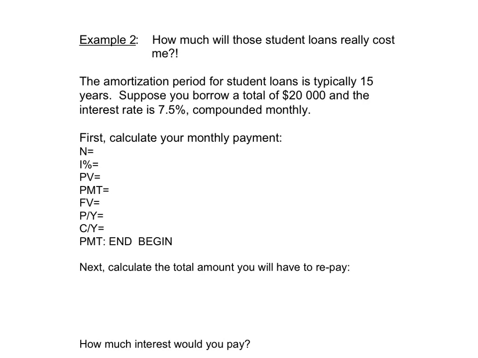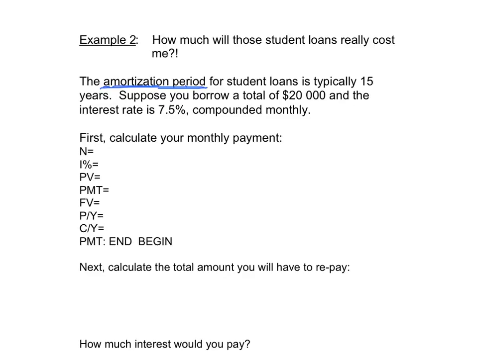Now by that, just to jog your memory from last year, amortization period means the length of time it's going to take you to pay back a loan. So by that we mean that typically the government sets that as 15 years as the default. Now you can pay them off faster, but the default amortization period is 15 years. So suppose you borrow a total of $20,000 and the interest rate is 7.5% compounded monthly. And we want to calculate the monthly payment.